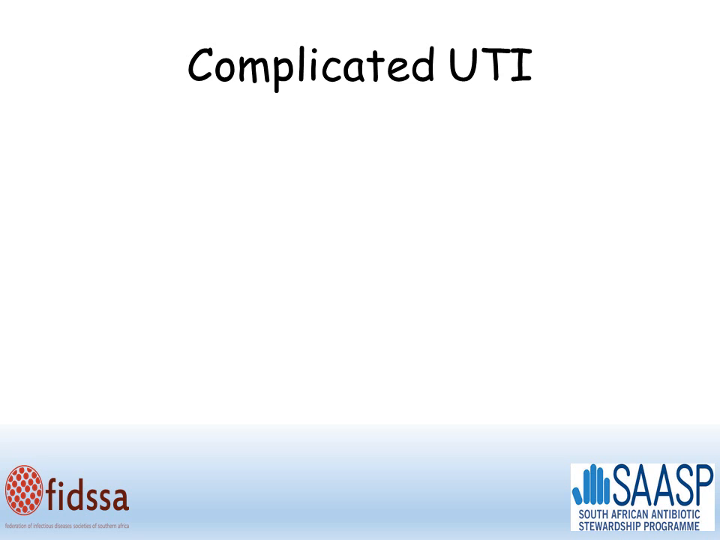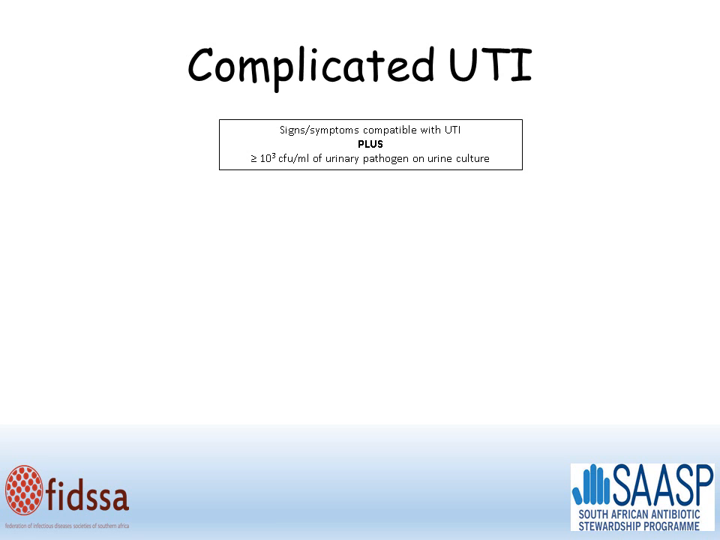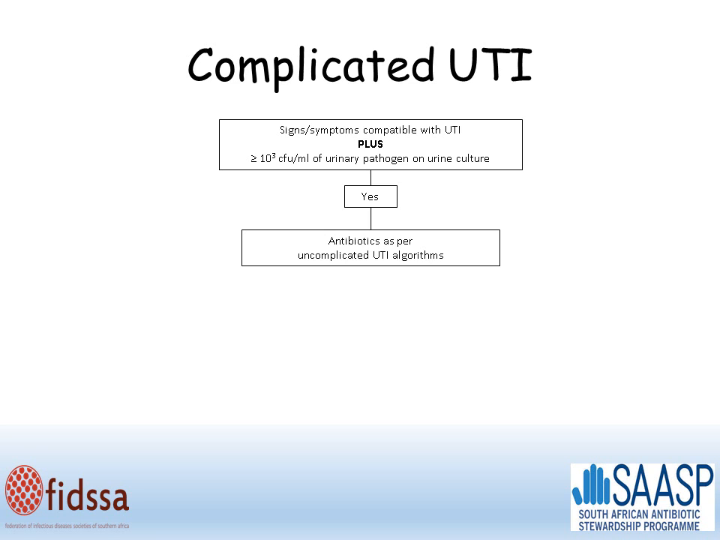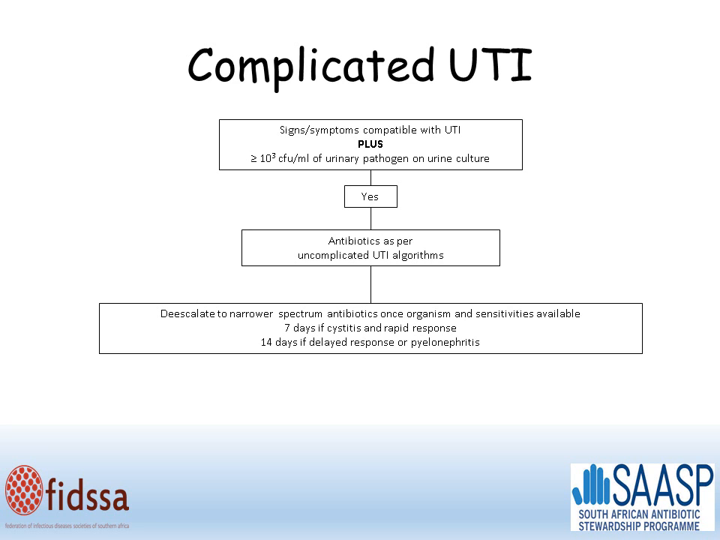The approach to a complicated UTI is to look for signs and symptoms compatible with UTI and for a urine culture to have greater than 10⁻³ colony-forming units per mil. If this is true, then you should choose your antibiotics as per the uncomplicated UTI algorithms. And once culture and sensitivity results are available, you should de-escalate to the narrow spectrum antibiotic that's available.